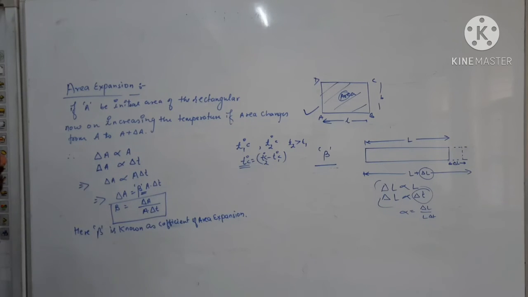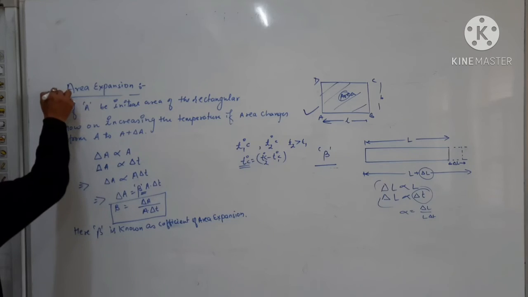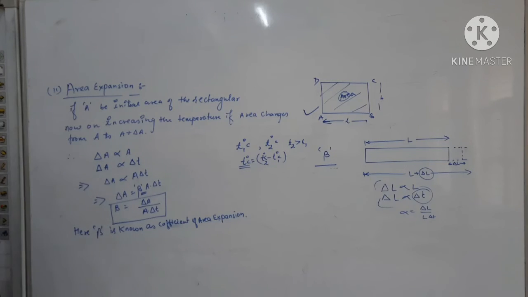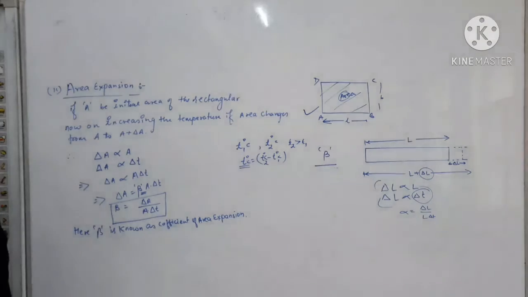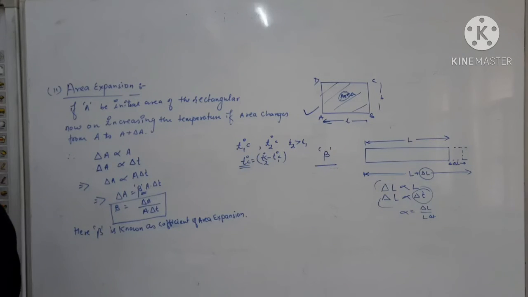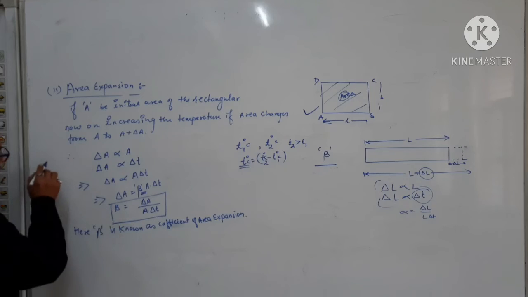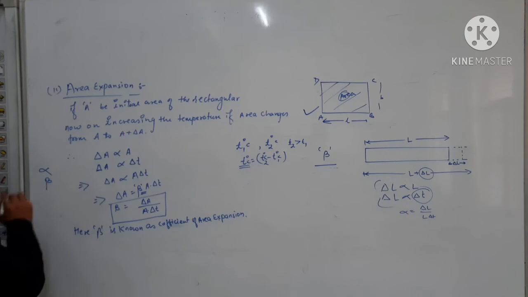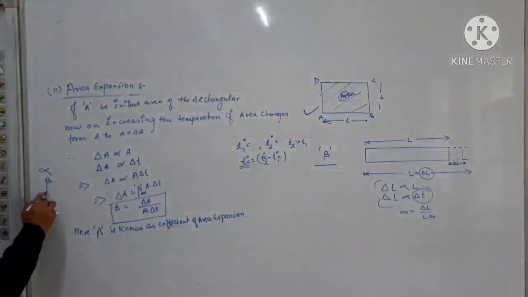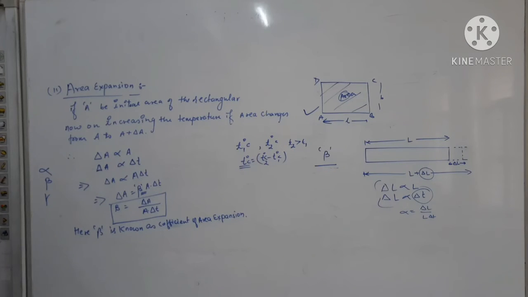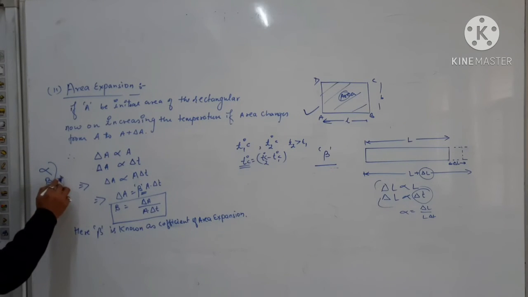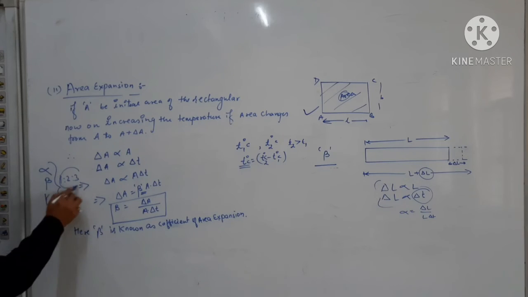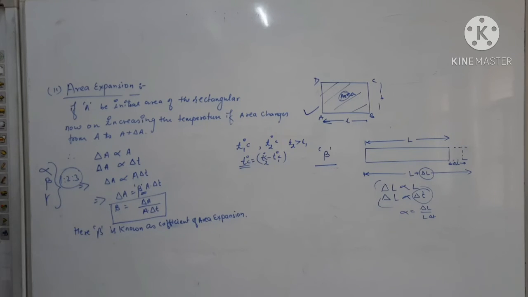And after that we will talk about the third case, in which we will discuss the volume expansion. Then after that we will talk about the relation between alpha, beta, gamma, which are the coefficient of linear expansion, coefficient of area expansion, coefficient of volume expansion, and which will be equal to 1:2:3. How will it come? It is very interesting. So let's see.